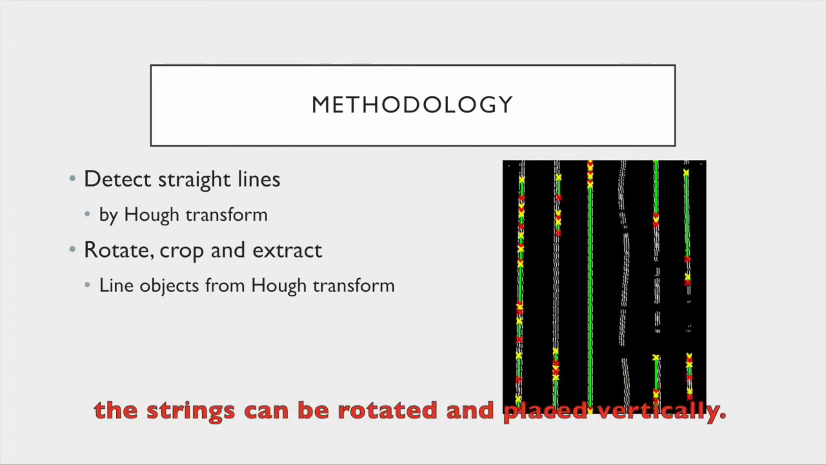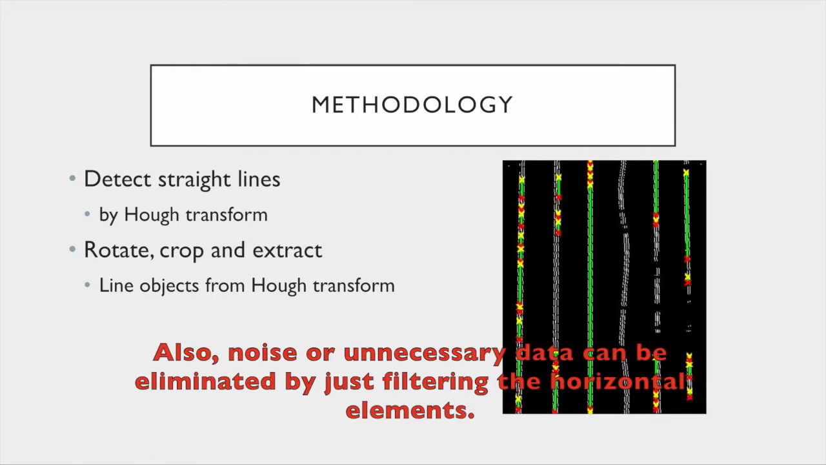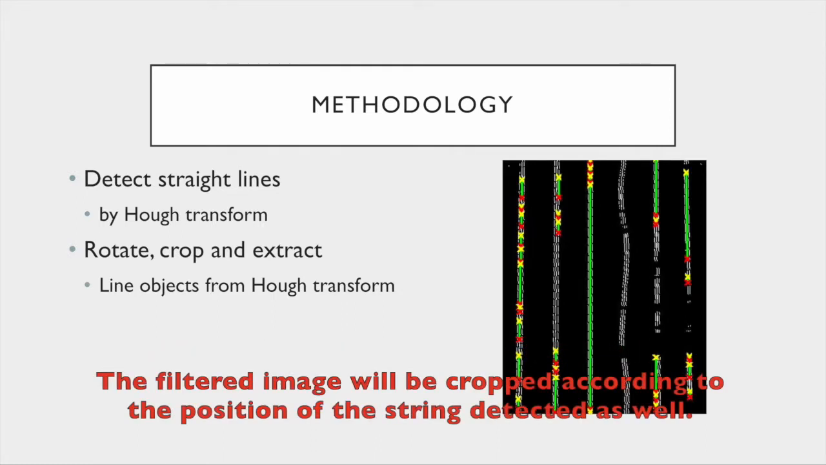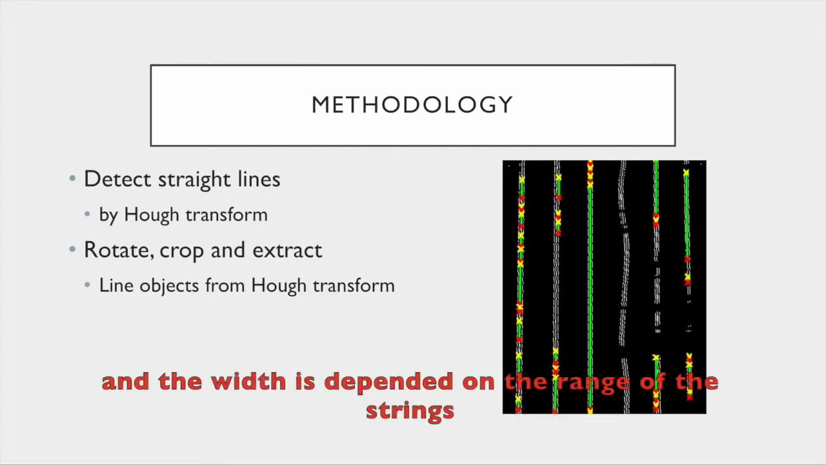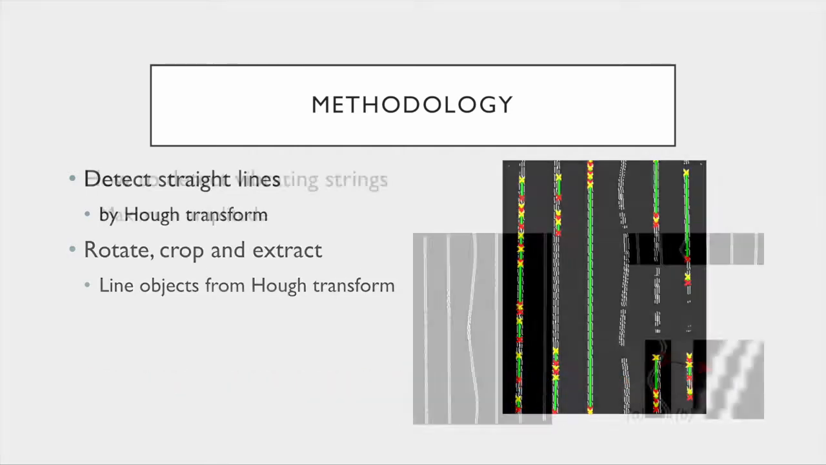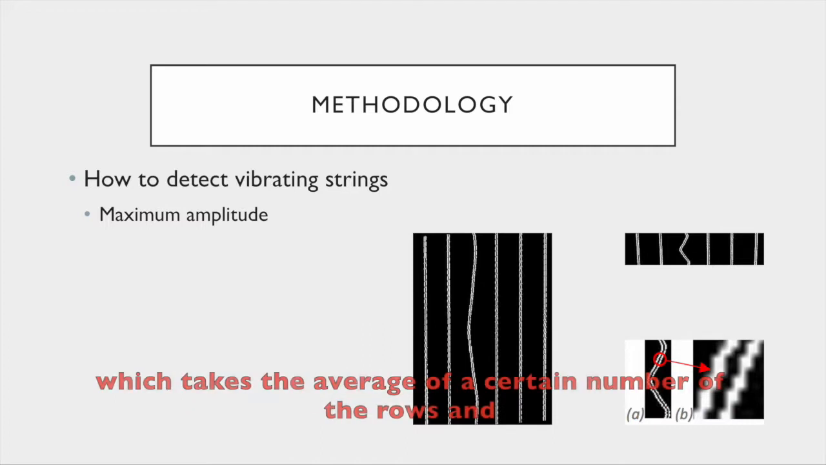The strings can be rotated and placed vertically. Also, noise or unnecessary data can be eliminated by just filtering the horizontal elements. The filtered images will be cropped according to the position of the detected strings as well. The height depends on the maximum length of the detected strings, and the width depends on the range of the strings.